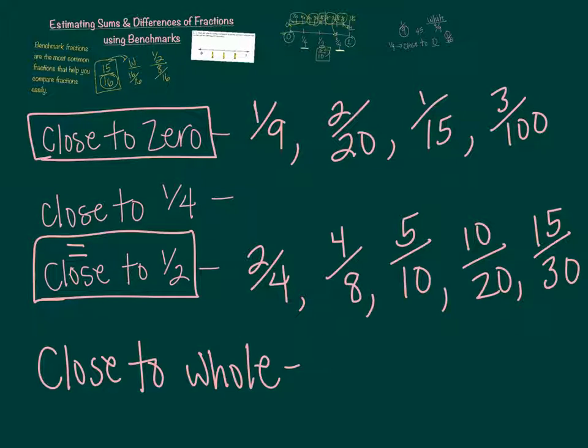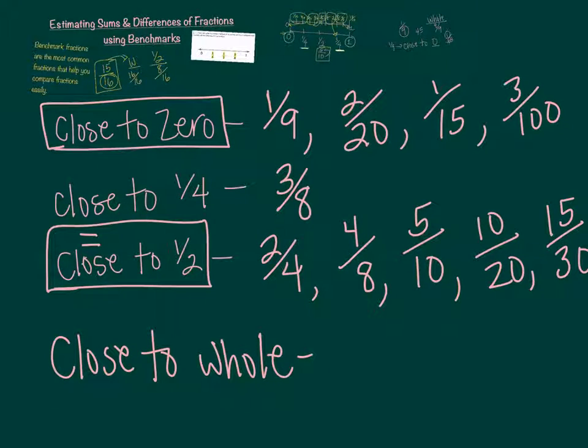But let's think to ourselves, what if I had this as a fraction? What if my fraction was 3/8? 3/8 would be close to a fourth because it's not a unit fraction. The unit fraction would be 1/8, and 3/8 is greater than 1/8, but it's not a half. So that would be close to a fourth. Another example of a fraction that would be close to a fourth, it has to be bigger than a unit fraction, but smaller than a half.